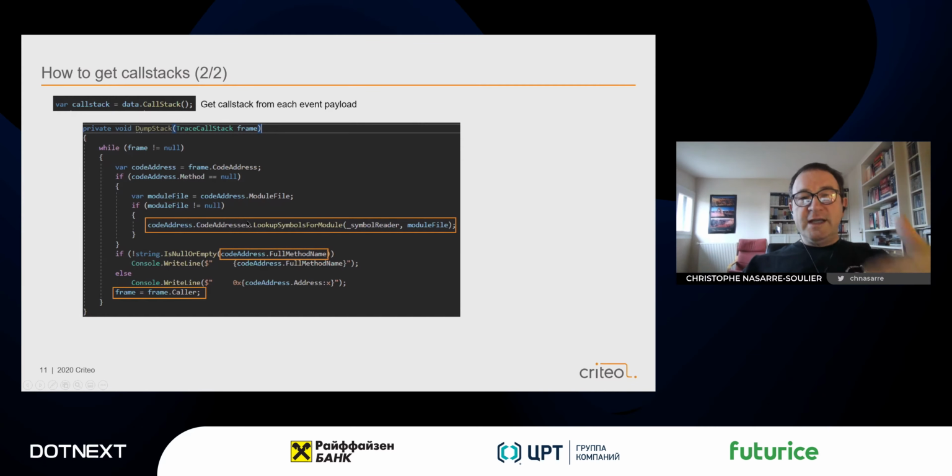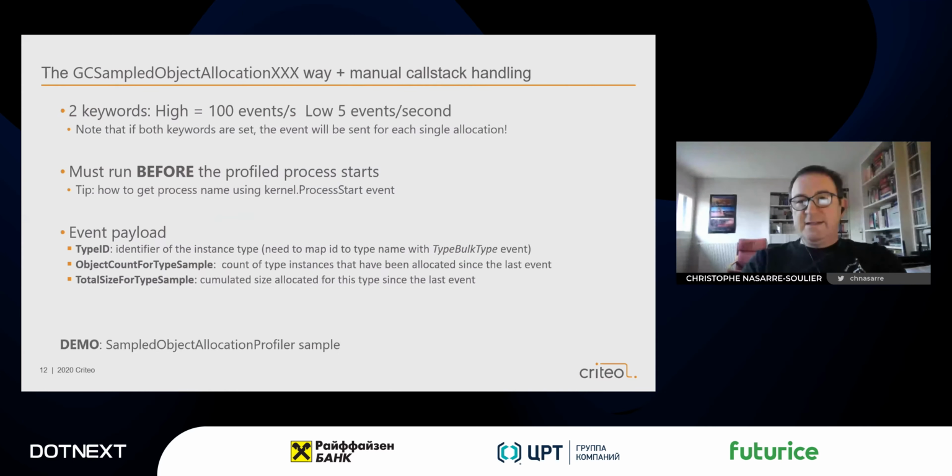What you have to do is, for each frame, you need to check that the method is available. If it's not available, it means that the magical class didn't do its job, and you need to look up the symbols for that specific module that the method was from. And once this is done, you can just call the full method name property from the code address corresponding to that frame, and you get the nice, good-looking name of the function, either a native function or a managed function. Well, now you know how to do that the easy way. It's time to go the more complicated way.